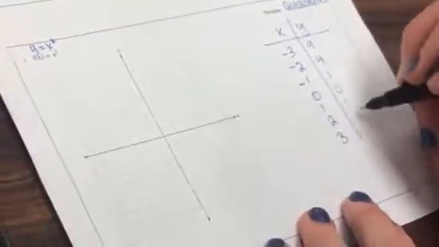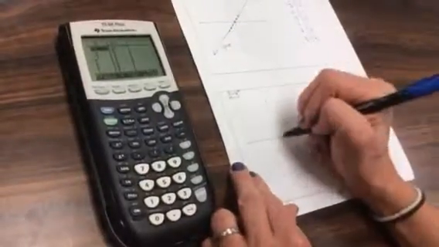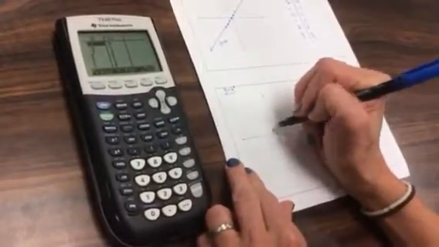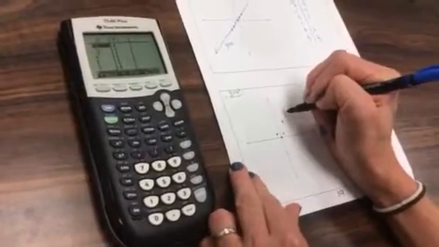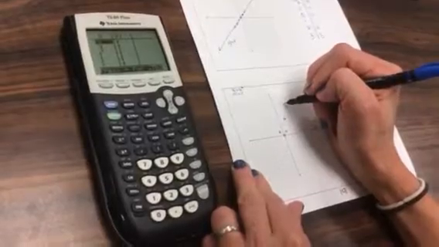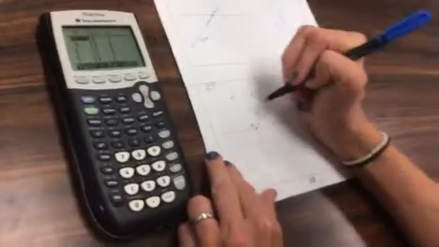Y is x squared. So -3 squared is 9, -2 squared is 4, and so on and so on. This is called a parabola, and its graph looks like this. We will spend a lot of time studying these this year. A little bit later on in our time together.